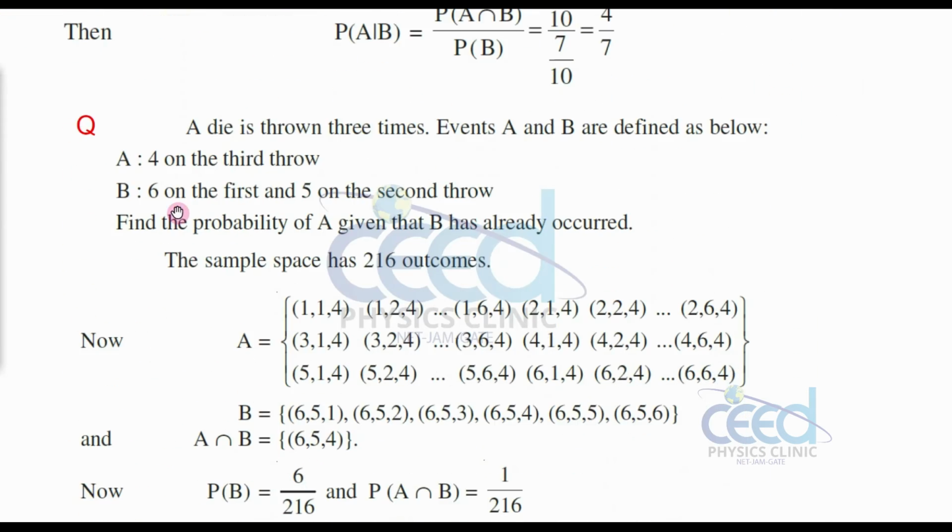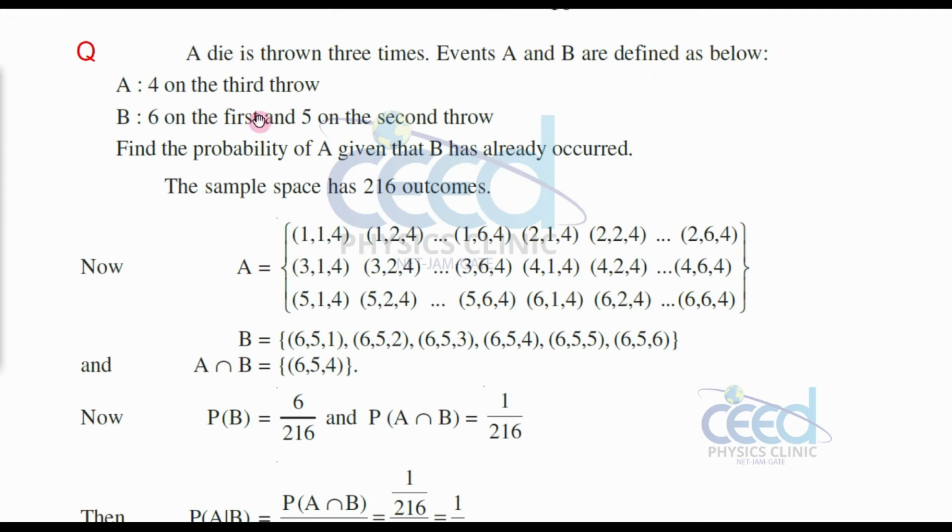Now let us do another problem. A die is thrown 3 times. Events A and B are defined as follows. B is defined as getting 6 on the first and 5 on the second throw. A is defined as 4 on the third throw. Now find the probability of A given B, such that B has already occurred.